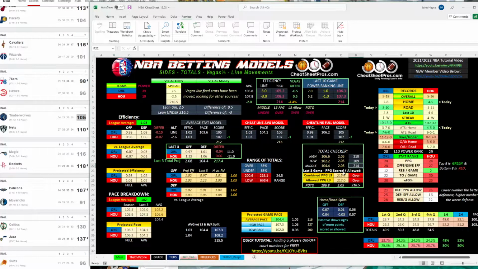So instead of calculating these numbers, what I did, and I'm going to add today, is I put it right here so it can calculate it, and show what it leans: under, over, over, over. So if we get 3 of 4, that's what we're going to lean on. If it's 2 and 2, we're just going to stay away from it.